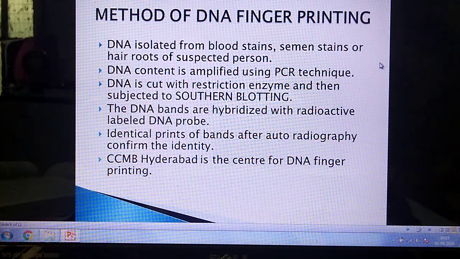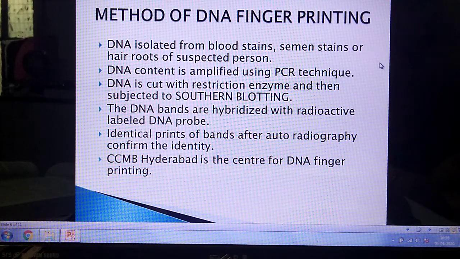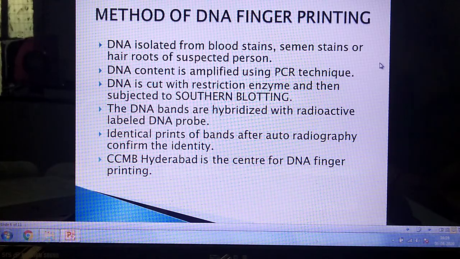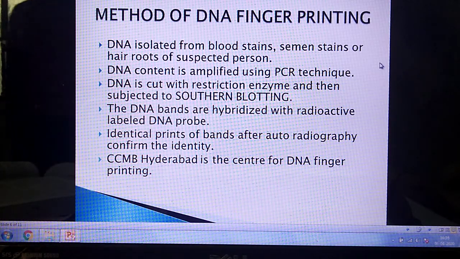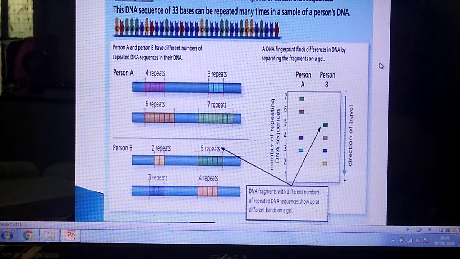Now after gel electrophoresis, they are subjected to Southern blotting, and with the help of Southern blotting, unknown sequences can be detected and they form bands over the nitrocellulose filter paper. These bands are now hybridized with radioactive labeled DNA probes. These DNA probes provide the X-ray film when autoradiographed to show the banding pattern. In India, CCMB Hyderabad is the center for DNA profiling.